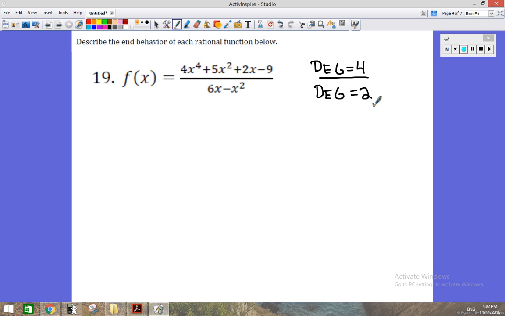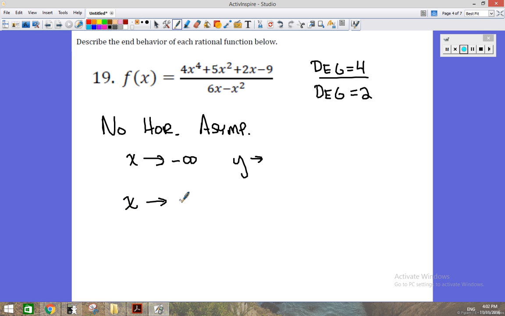When my rational expression is top-heavy, when the degree of the numerator is larger than the degree of the denominator, there is no horizontal asymptote. The end behavior as you get far away from the origin, in this case, will always be either positive infinity or negative infinity. So as you move to the left on the graph, what are the y values doing? As you move extremely to the right, what are the y values doing?